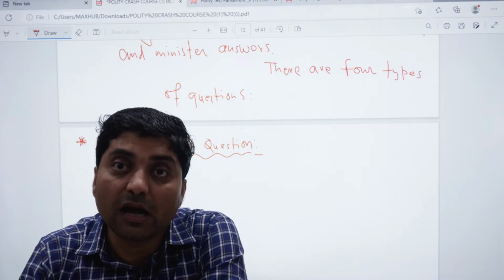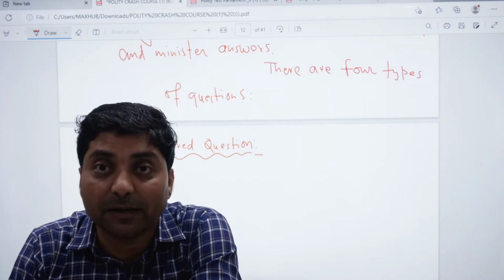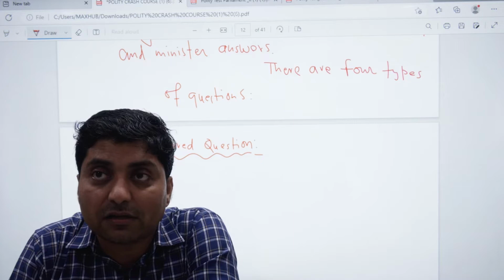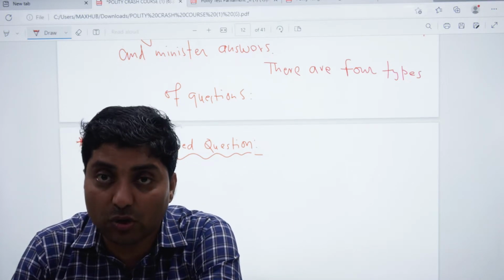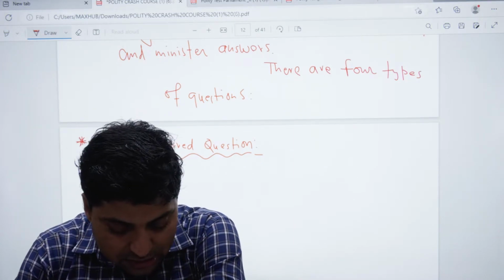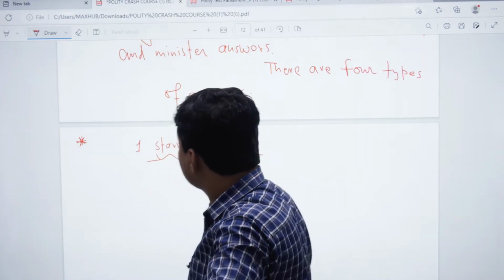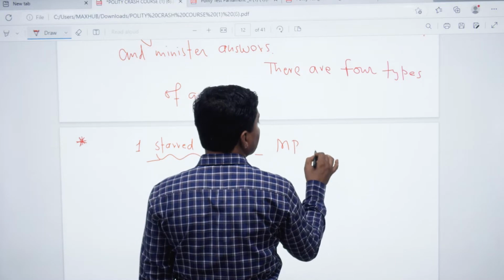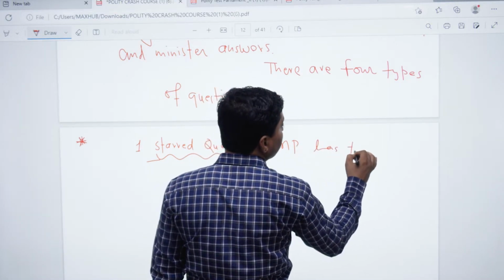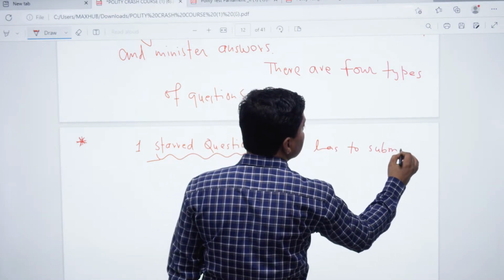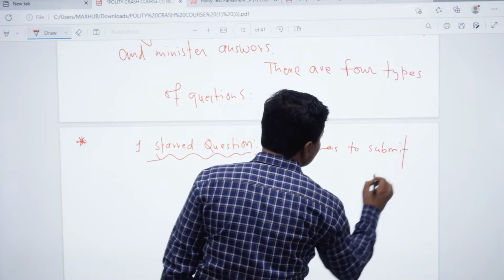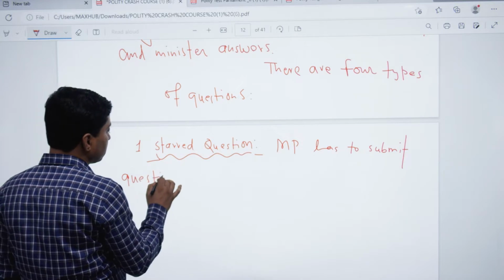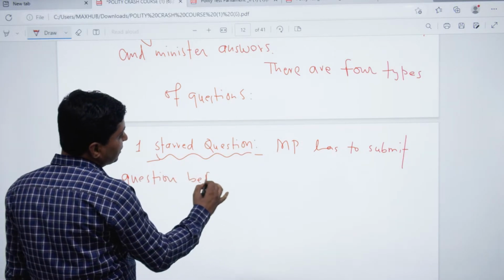ऐसा नहीं कि उसी दिन आपने उठा और सवाल पूछा और जवाब दे दिया. नहीं, उसके पास भी जवाब नहीं होता है. आपको 15 दिन का टाइम देना होगा. Right? So the MP has to submit the question before 15 days.